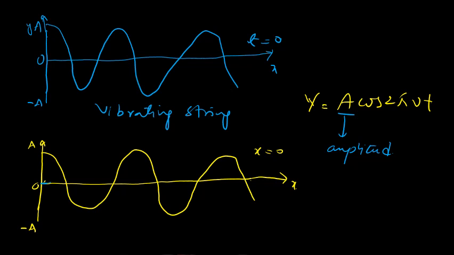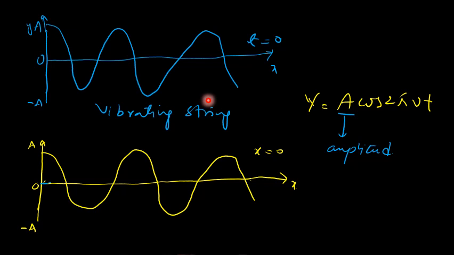But the problem with this formula is that it describes the displacement of a single point on the x-axis, with some frequency mu. It tells us the displacement of a single point on a string at time t. So it only describes the point x equal to 0 at time t.